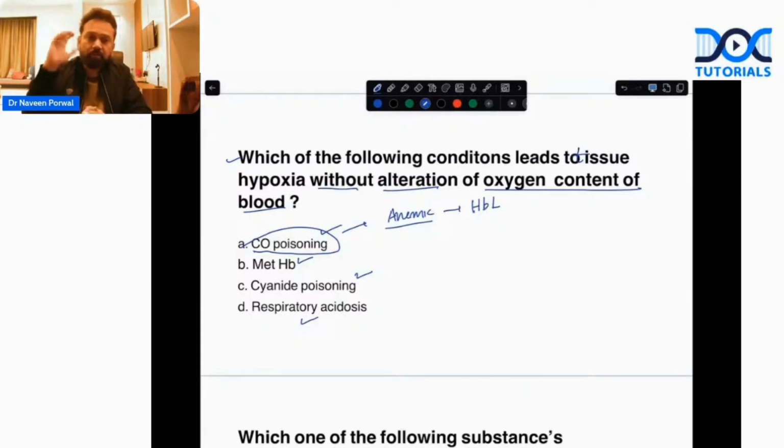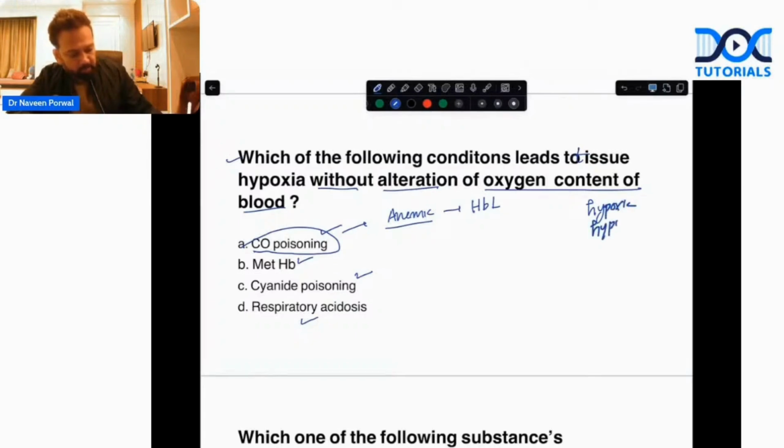Number one, if someone is at a mountain, it is called hypoxic hypoxia. Because at high altitude, the pressure of oxygen will be less. If barometric pressure is less, the pressure of oxygen will be less, and even the content will be less. So that is called hypoxic hypoxia.